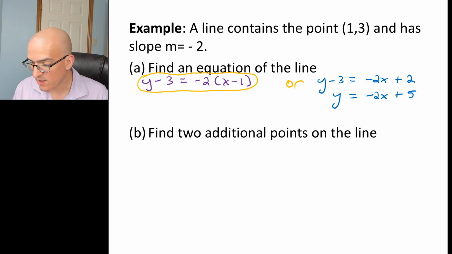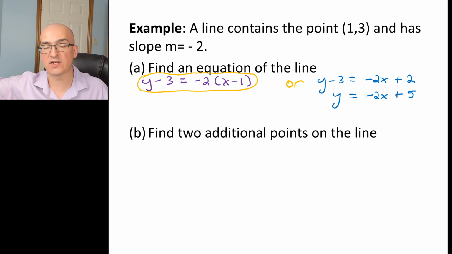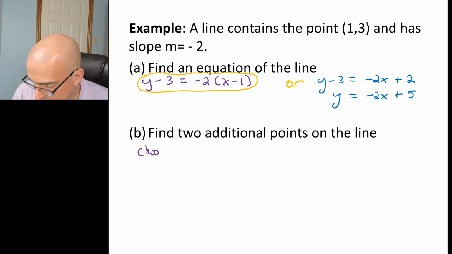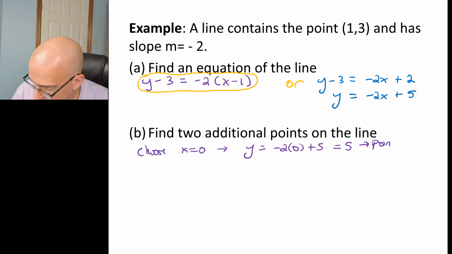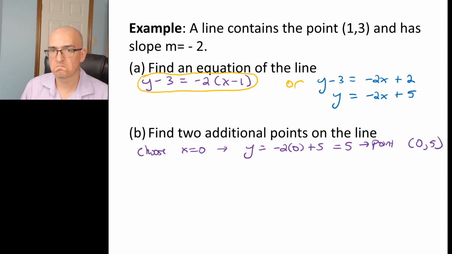The way we can do that is pick any x value except 1. Picking 1 would recover the y value that we already have, so it would not give us an additional point, it would give us the same point that was given to us. So I'm going to choose x equals 0. What I'm going to get is y is equal to negative 2 times 0 plus 5, which is 5. So point 0, 5.